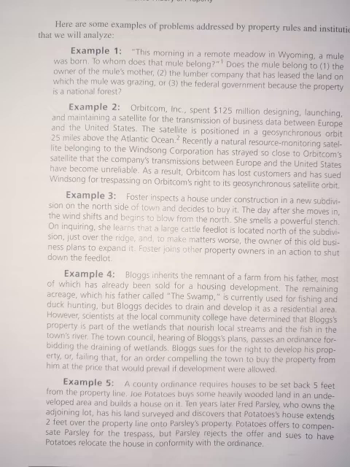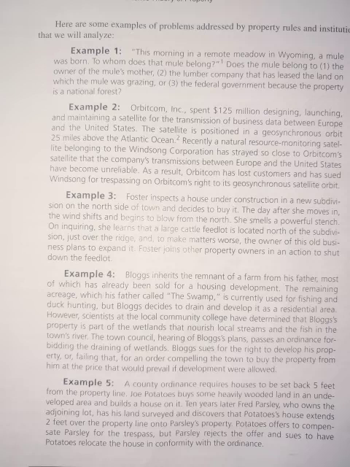Superscript 2, which reads, a geosynchronous orbit means that the satellite is traveling around the Earth at exactly the same speed at which the Earth is turning, so that the satellite appears to remain stationary above a point on the Earth's surface.